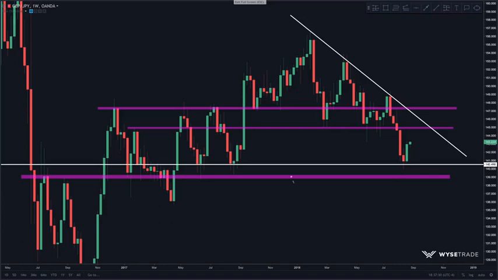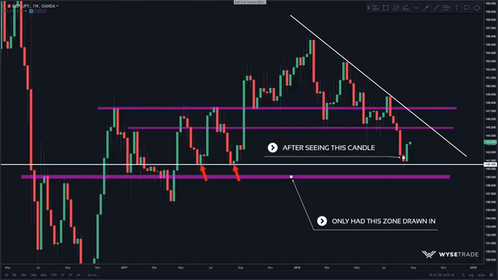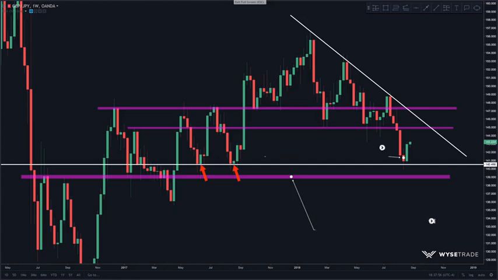Let me clarify this. We had the zone originally drawn in, but only once we saw these candles reacting to this level where these 2 candles had closed at did we draw in that next line. Now, even at this point, this still means nothing. Drawing in this line means nothing. There is still no trade. But now we need to validate this level through time frame confluence in order to further confirm this level.